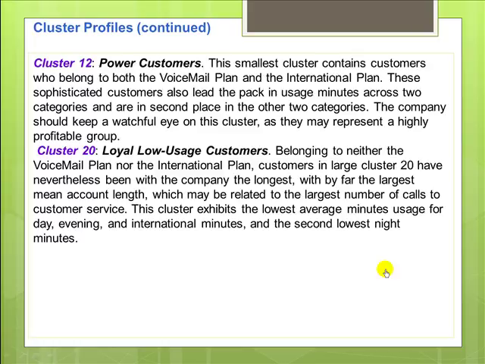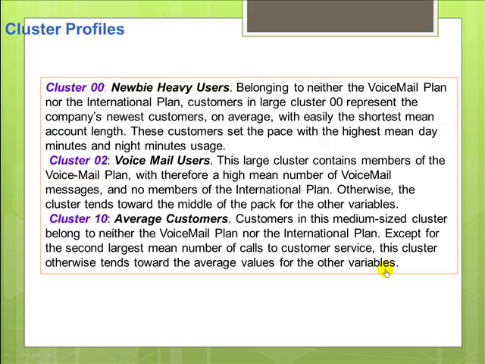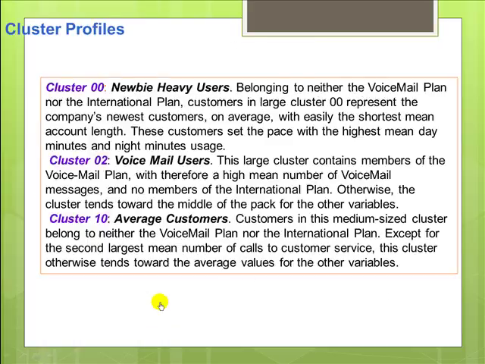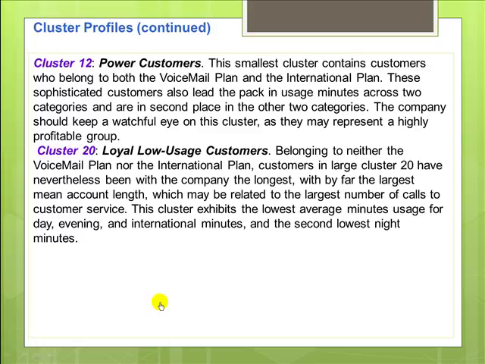Loyal, low usage customers. So we have another group of our customers which are loyal, but they don't use the service that much. So that's 20. Going back to 20, you can see they've been there for the longest period of time, 140 days, I guess that is. Doesn't seem like that long, but other than that, they're probably low with respect to these other variables here. So they call them loyal, low usage customers. Belonging to neither the voicemail plan nor the international plan, customers in large cluster 20 have nevertheless been with the company the longest, with by far the largest mean account length, which may be related to the largest number of calls to customer service.